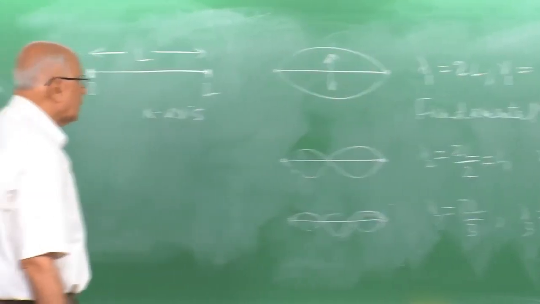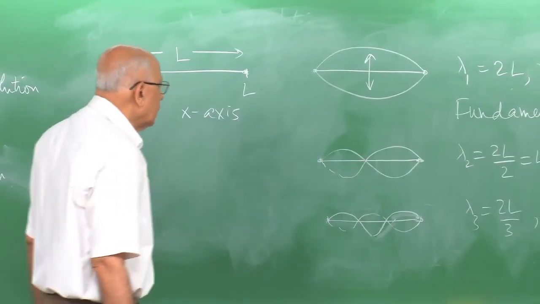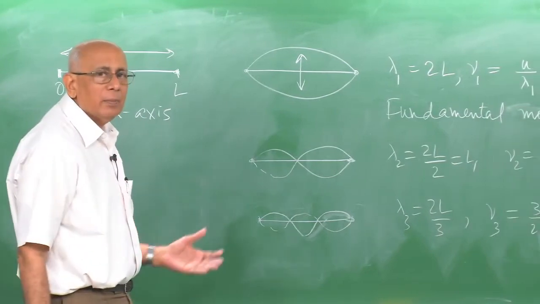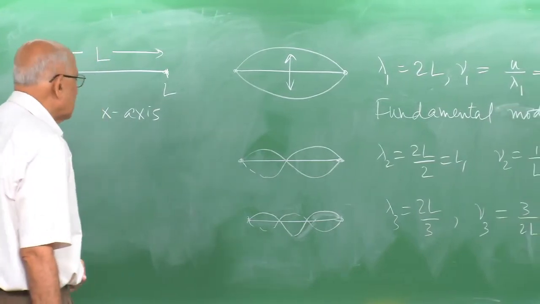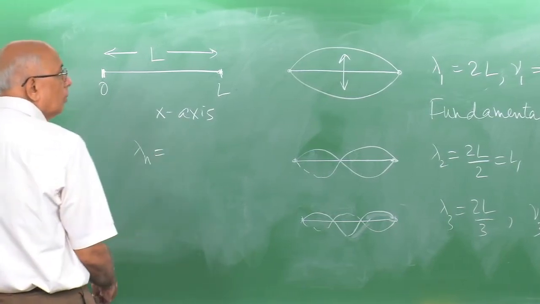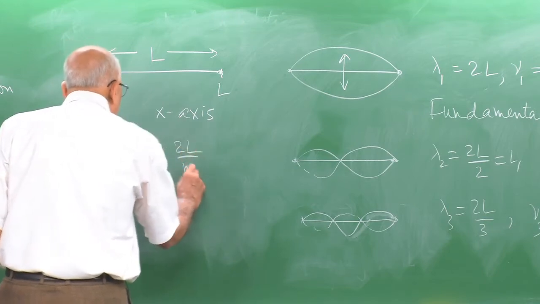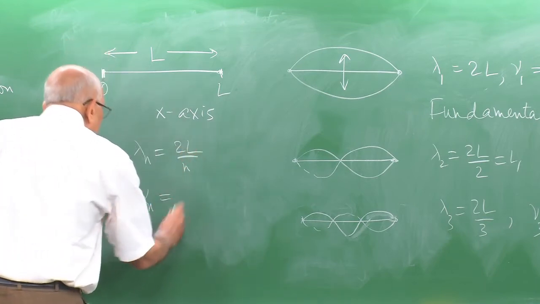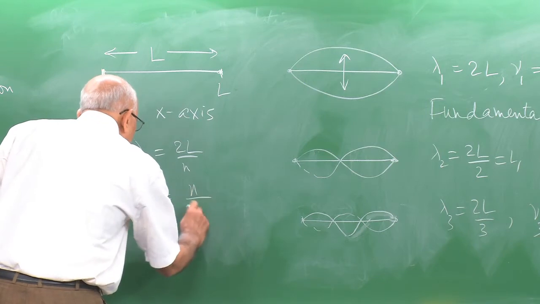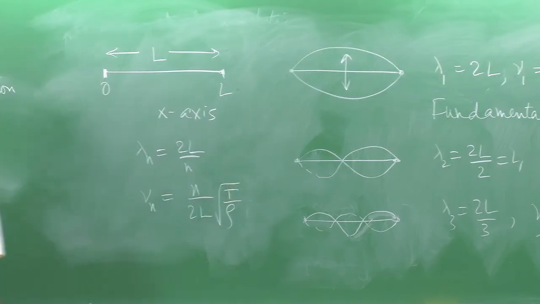So, you actually can excite on this string waves of very, very high frequency. They would not normally get excited because we have not talked about energy considerations yet, but the nth harmonic would have a wavelength equal to 2L over n, and the corresponding frequency would be equal to n over 2L square root of T over rho.